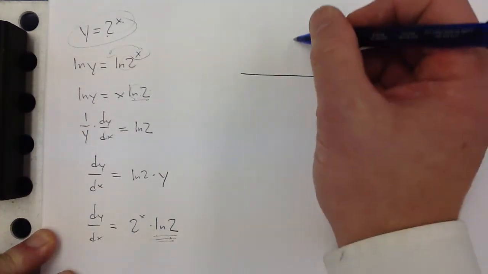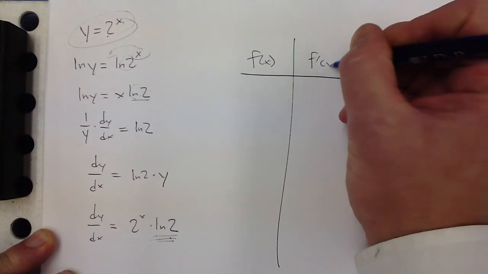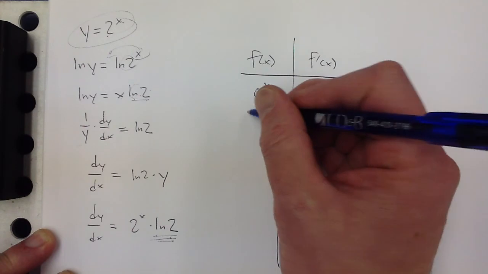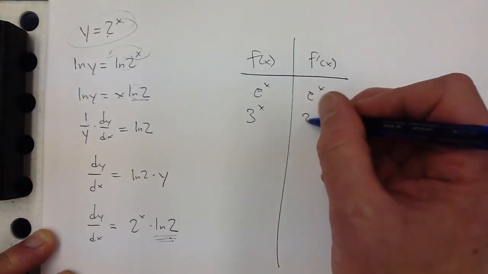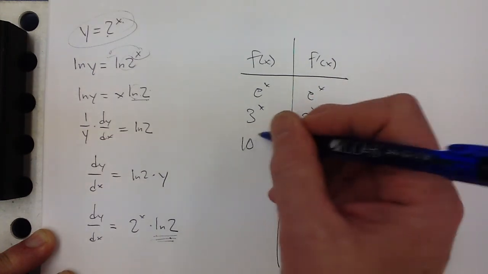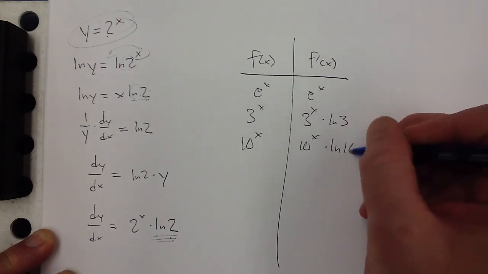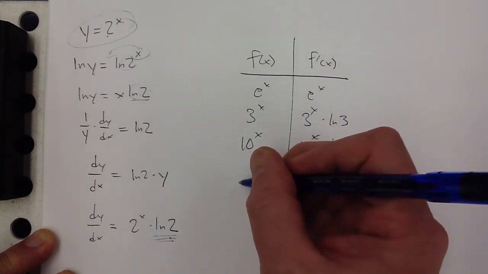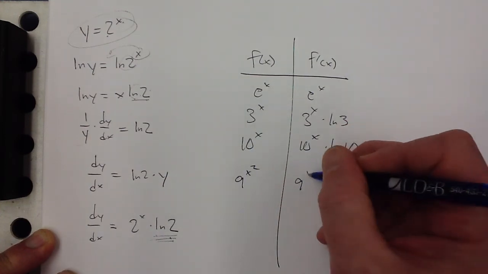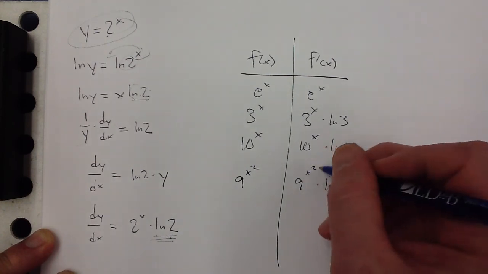So real quickly, these are very easy examples, but just to get the feel for this. What's the derivative of e to the x? E to the x. What's the derivative of 3 to the x? It's 3 to the x times the natural log of 3. What's the derivative of 10 to the x? It's 10 to the x times the natural log of 10. What's the derivative of 9 to the x squared? It's 9 to the x squared times the natural log of 9, because that wasn't an e, and times the derivative of what's inside.